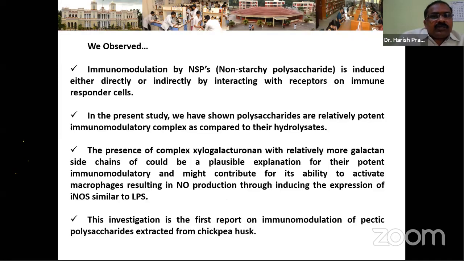What we observed is that the polysaccharide was more immunomodulatory than the hydrolysate. I have not shown the structural elucidation, but we have done it with NMR and other data, showing xylogalacturonan with relatively more galactan. That will be the possible explanation for the immunomodulatory activity, other than galacturonic acid. This activates NO production as well as expression of iNOS, very similar to LPS. This investigation is the first report on immunomodulation from chickpea husk polysaccharides.